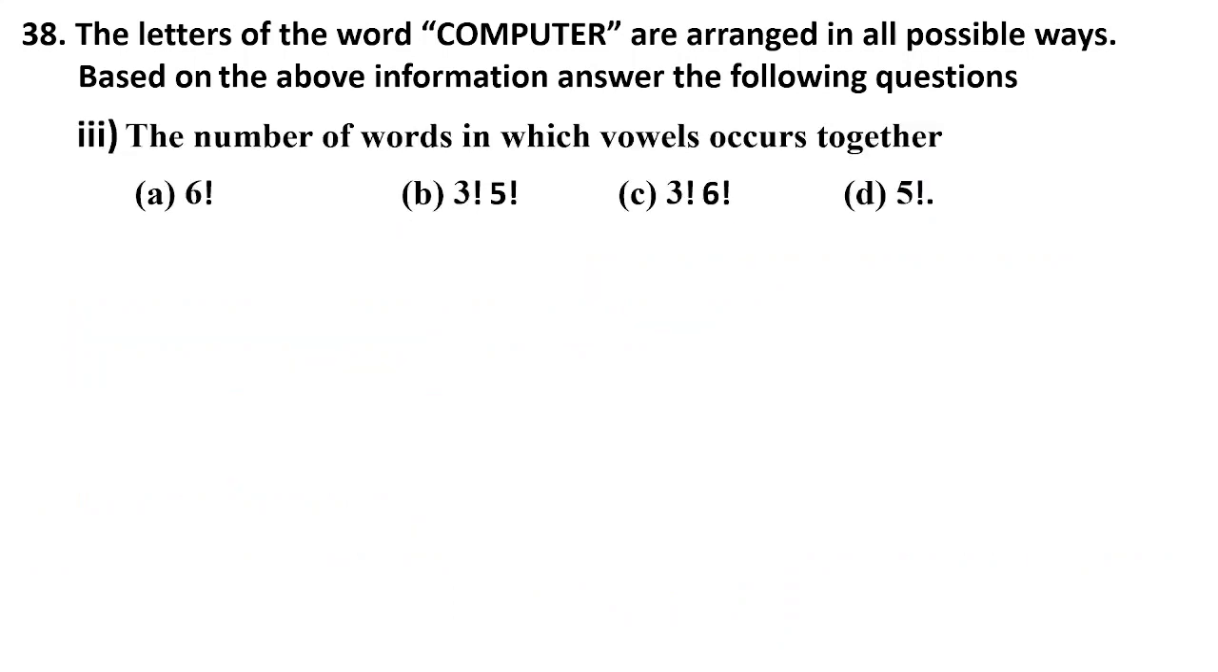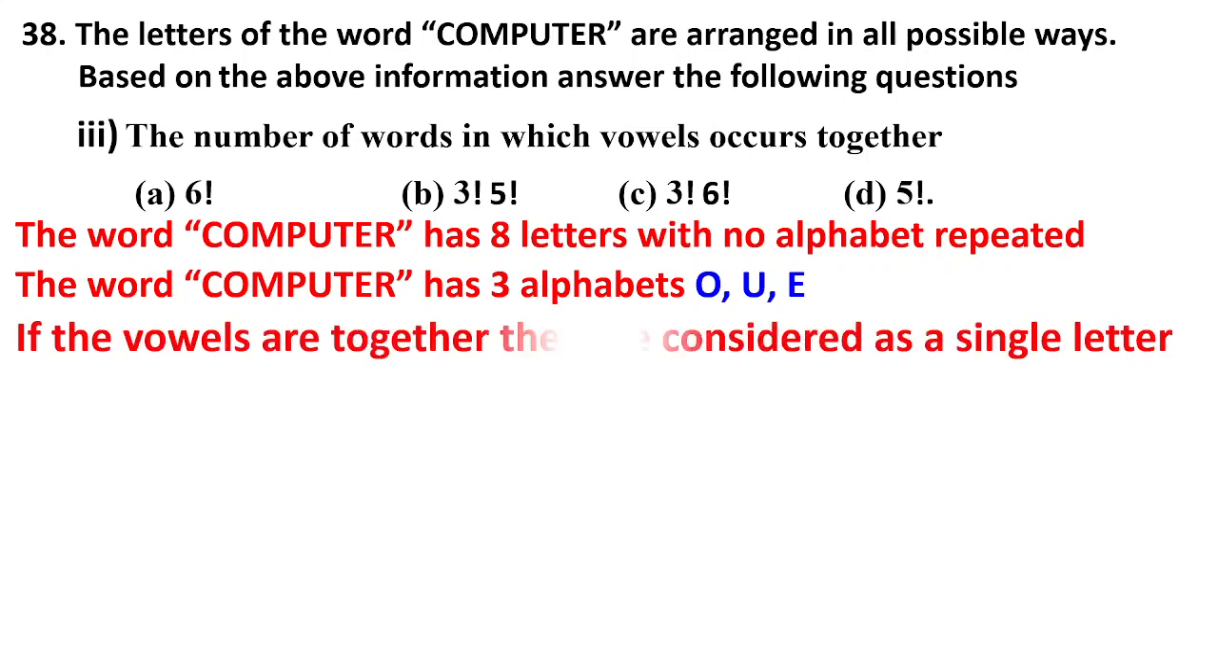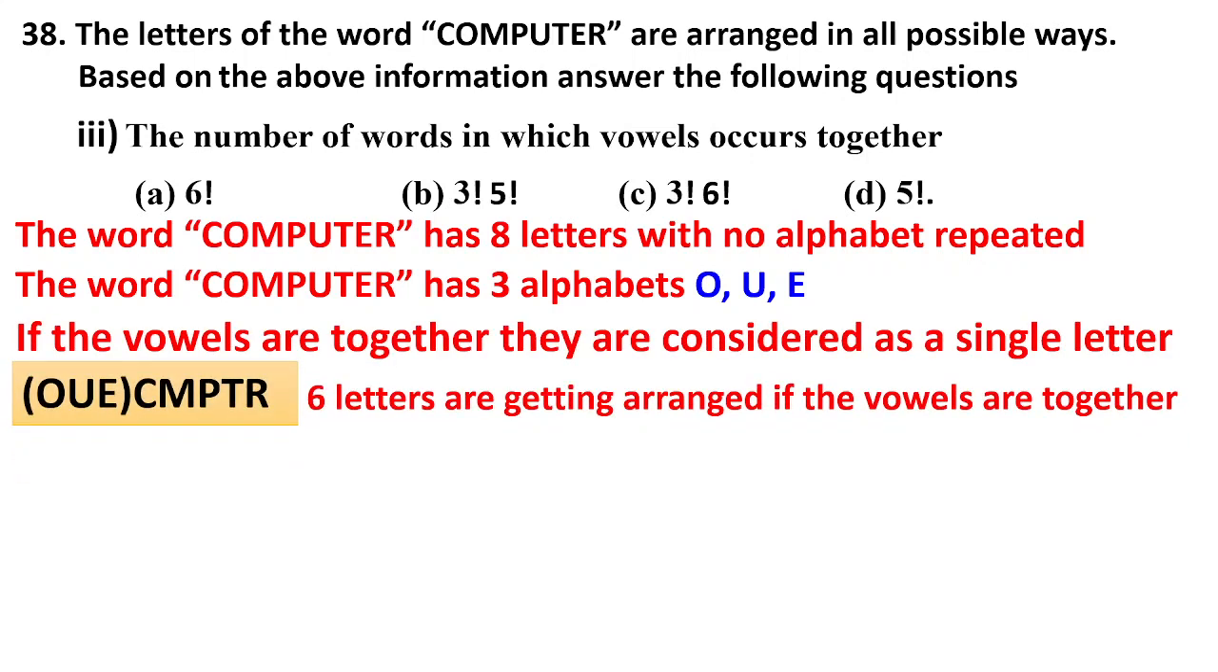Subdivision 3: the number of words in which vowels occur together. Be careful. When the vowels are together, we take them as a single letter. O-U-E will be taken as a single letter. Then what will happen? 1, 2, 3, 4, 5, 6 letters are getting arranged. You should be very careful.